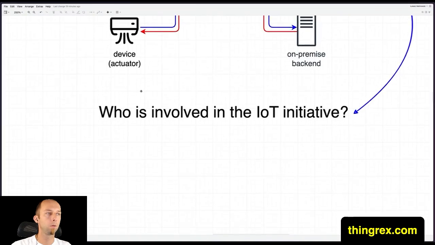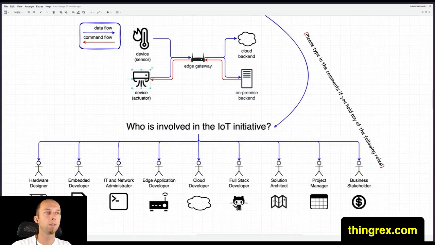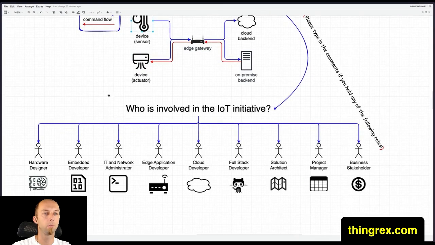Who is involved in an IoT initiative? Starting from the left-hand side, we've got the hardware designer. IoT, the thing, which is the thing. This is something that is very interesting for me personally in the Internet of Things, because we work with the actual hardware that can impact our surroundings and that can get data from our surroundings, which is very, very interesting.